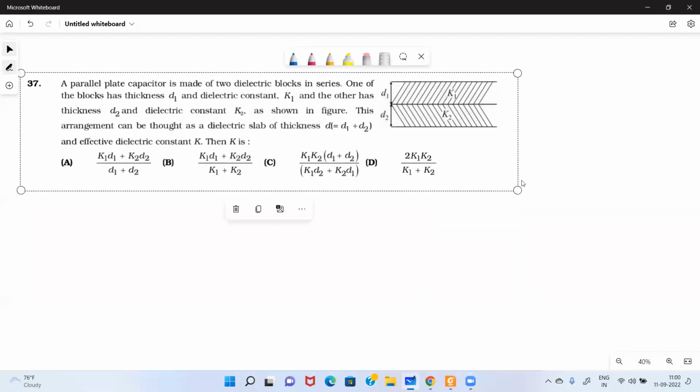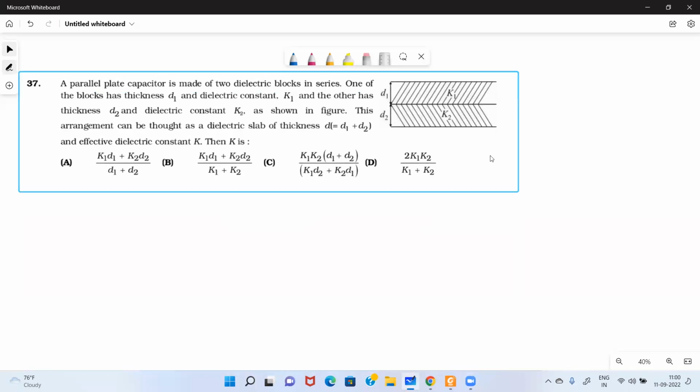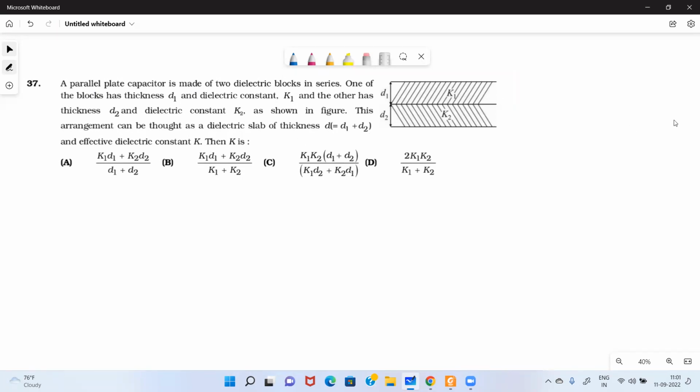Can you see the sum? Okay. It's given that a parallel plate capacitor is made of two dielectric blocks which are in series. One of the blocks has thickness D1 and dielectric constant K1, and the other has thickness D2 and dielectric constant K2, as shown in the figure. This arrangement can be thought of as a dielectric slab of total thickness D, which is D1 plus D2, and the effective dielectric constant K. Then what is K going to be equal to?